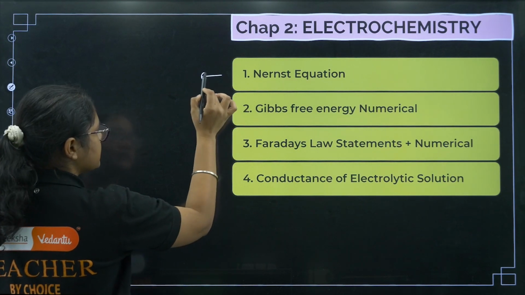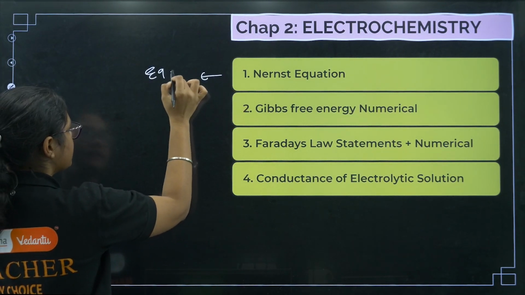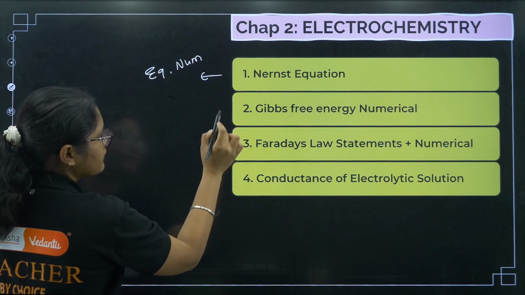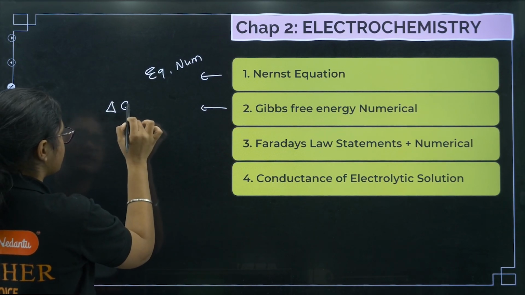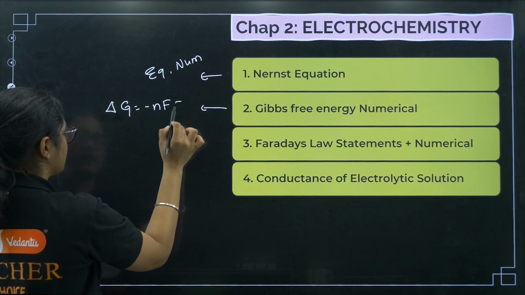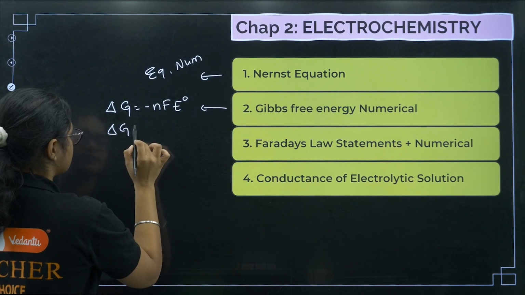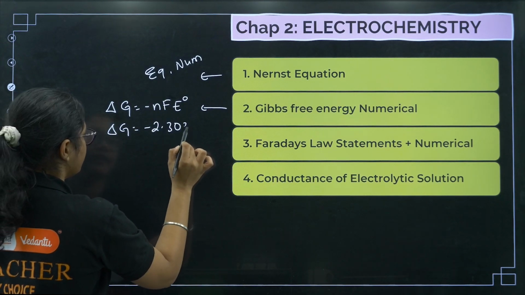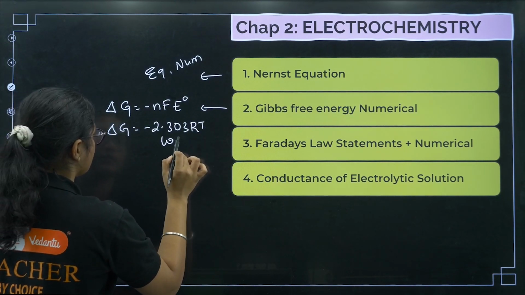So from the Nernst equation, as I told you, you should be knowing the equation and numericals, right? And then from Gibbs free energy, two equations: delta G is equal to minus nFE° of the cell, and delta G is equal to minus 2.303 RT log K.